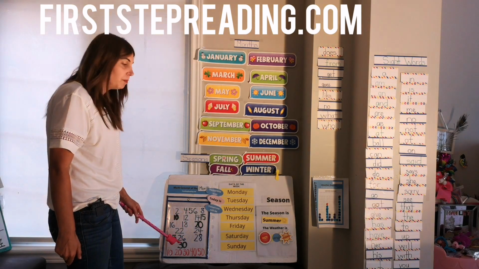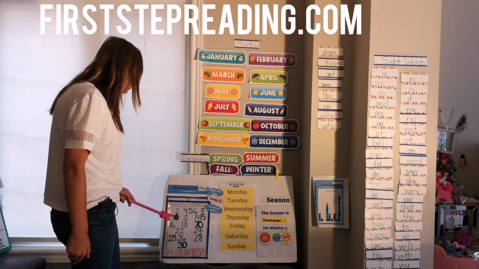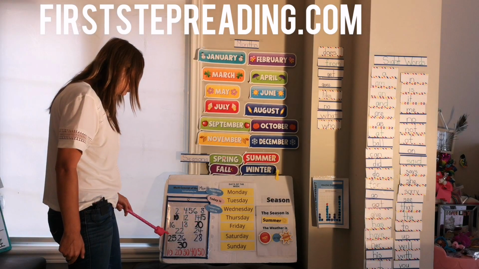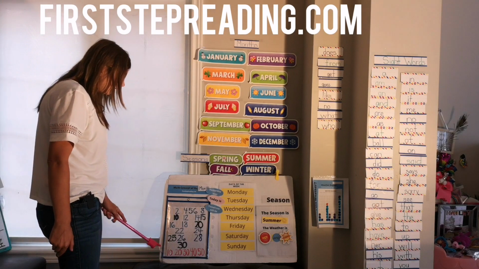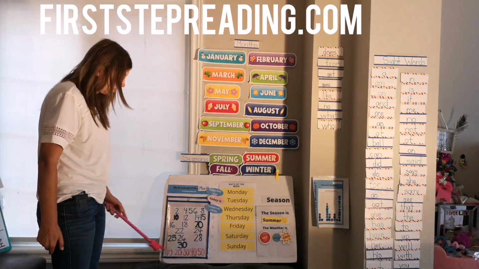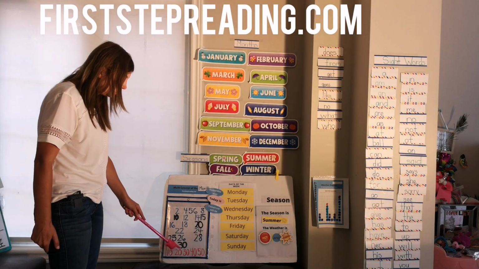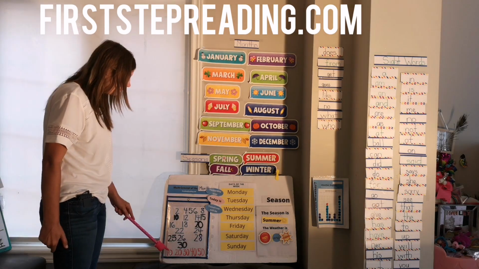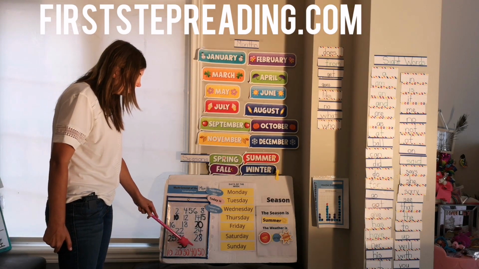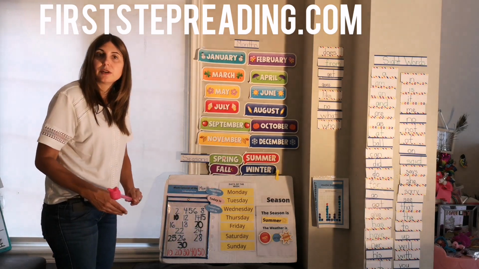Now we're going to count by 5s. 5, 10, 15, 20, 25, 30. Good job. Now we're going to count by 10s. 10, 20, 30, 40, 50. One more time. 10, 20, 30, 40, 50. Great job.